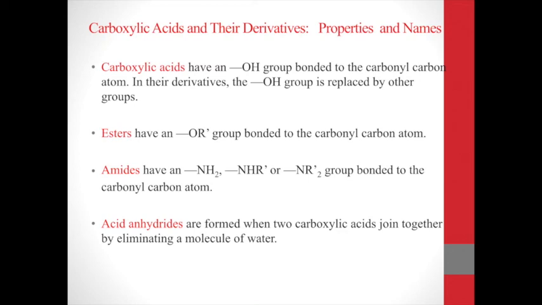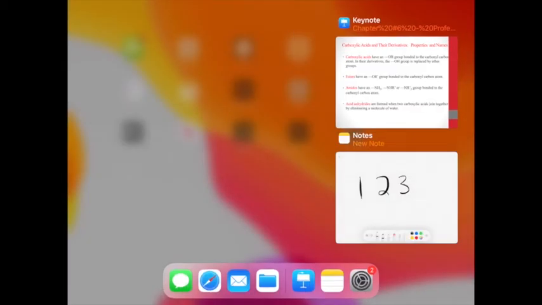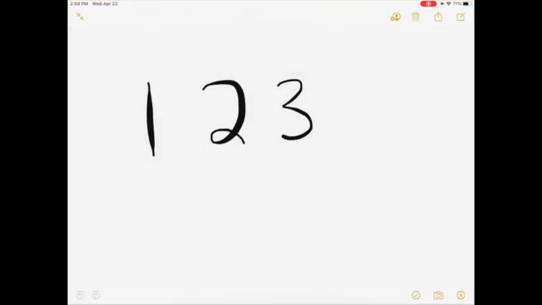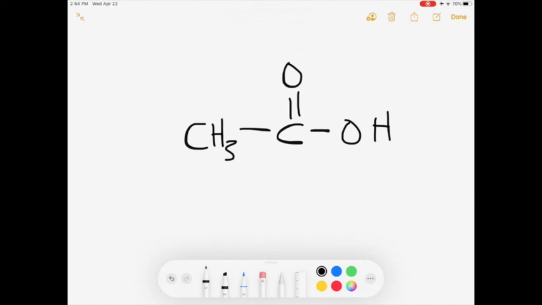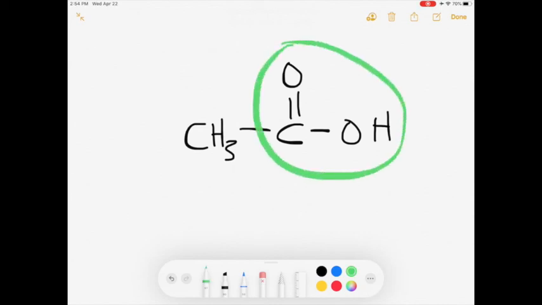We'll be looking at carboxylic acids and their derivatives in this chapter. A carboxylic acid has an OH group bonded to the carbonyl carbon atom. So it looks like this. We have a carbonyl, and we have the OH group bonded to the carbon. So really right here, when we have this, it makes it into a carboxylic acid.